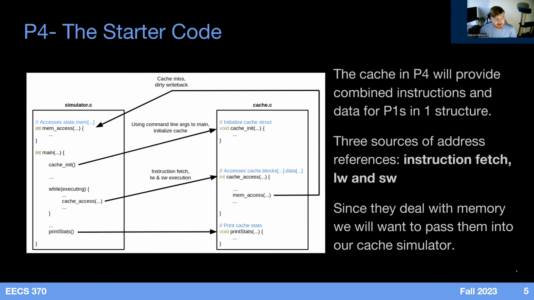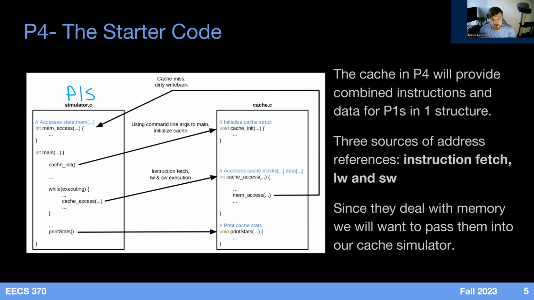This depicts how your code is going to flow. And this project is unique in that we are working on really two separate components. And one of them is already finished for us. That is our simulator.c file. This is from project 1S.